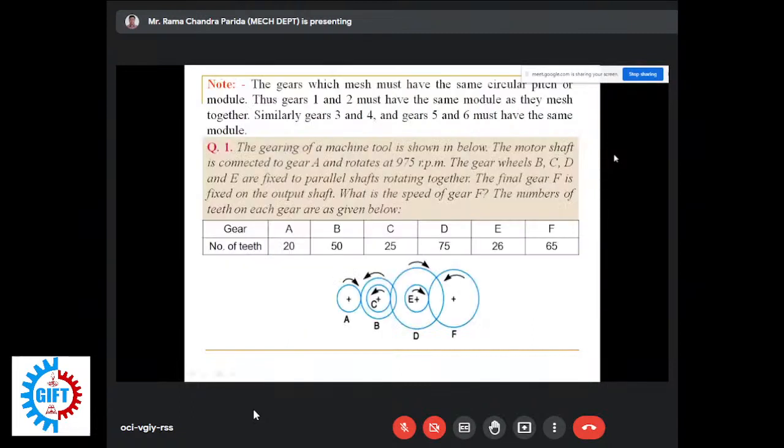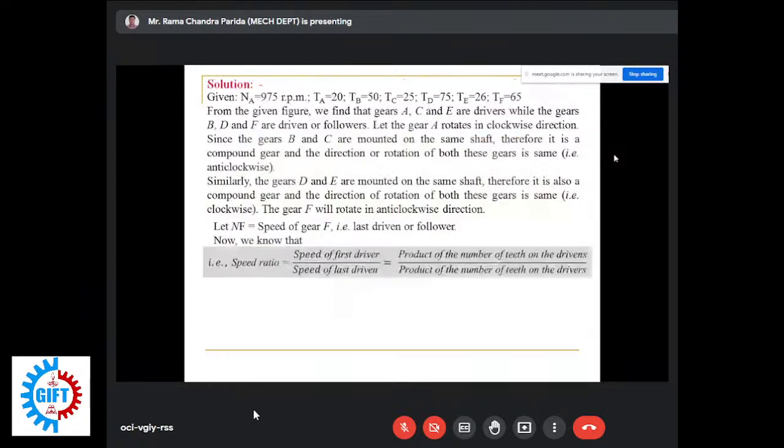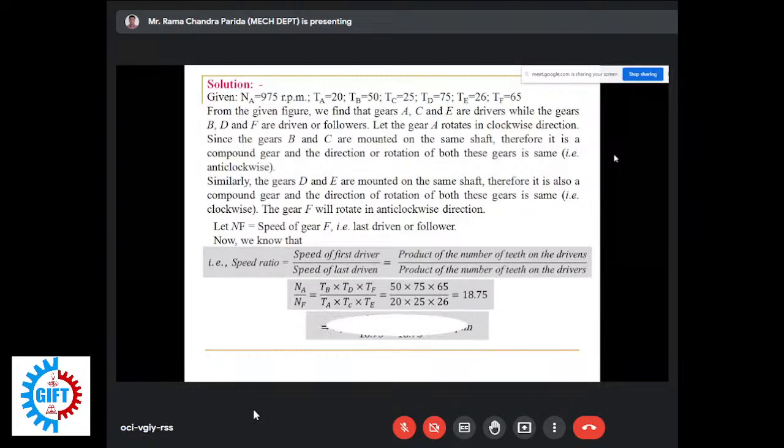So this is another question also. I will share this with you, so you can get the gearing of a machine tool as shown below. The motor shaft is connected to gear A, rotating at 975 RPM. The gear wheels B, C, D, and E are fixed on parallel shafts rotating together. Final gear F is fixed on the output shaft. What is the speed of gear F? The number of teeth on each gear is given. Accordingly, the same way we solve as we did now, your NF becomes 52 RPM.